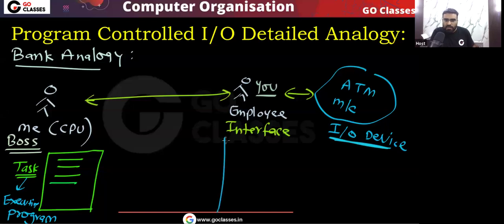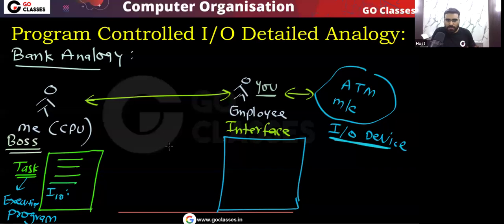Now see what will happen. Let's assume that when I'm executing this program, I'm the CPU, I'm the boss. I'm doing some work. Now there is an instruction, let's assume instruction I10. What is this instruction I10? It says to collect 3 lakh rupees from the ATM and deposit it in, let's assume, the bank locker.